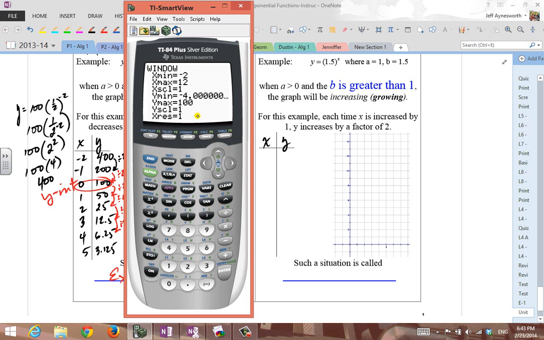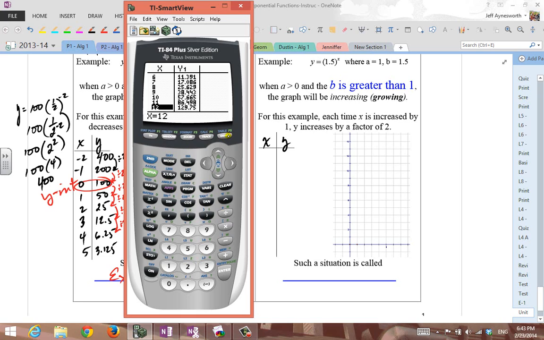The base is only 1.5, not 2. I was thinking for some reason it was a doubling sequence, and it's only 1.5 to the x power, so we don't have to have a big, huge y value here in order to see the graph, because we're going to take a look at the table right now.